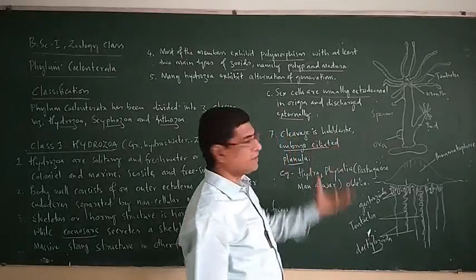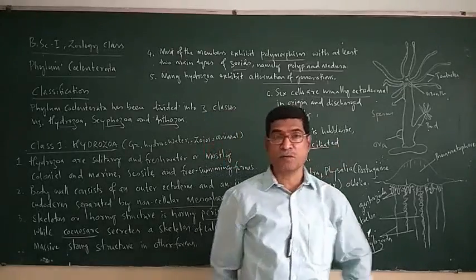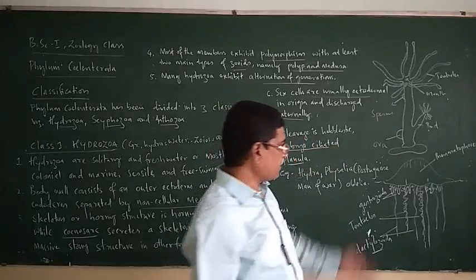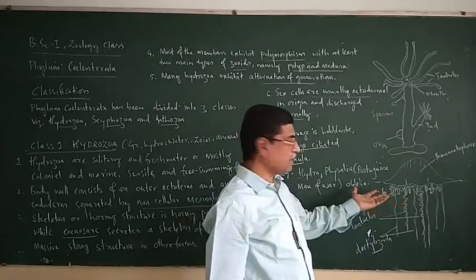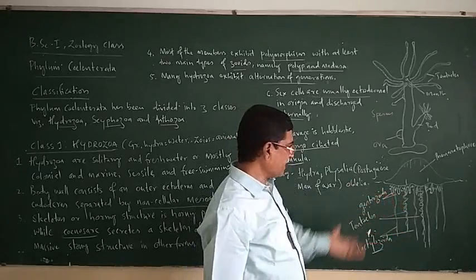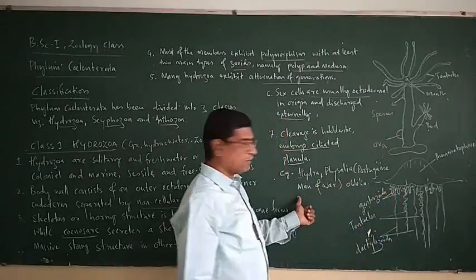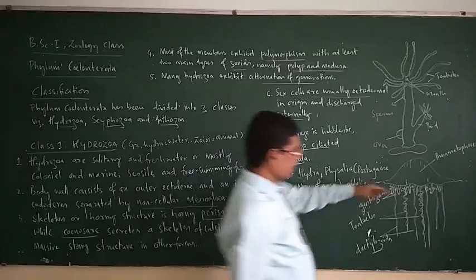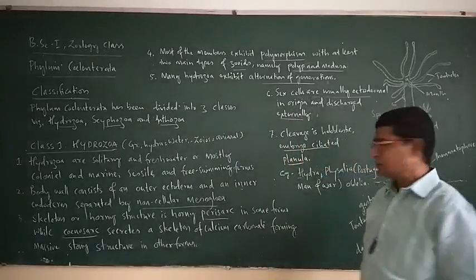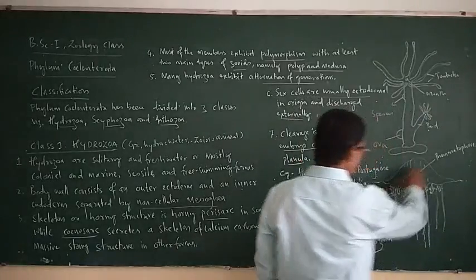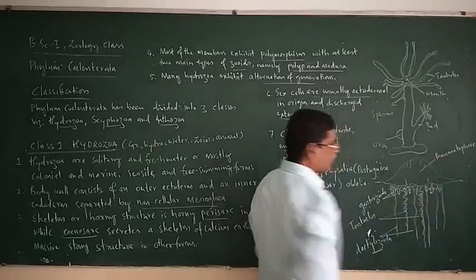Hydra is a freshwater form, whereas Physalia is a marine form. It lives in oceans. Physalia is called Portuguese man of war because it floats on the surface of water. It has a cap-like structure. This is called the nematophore.